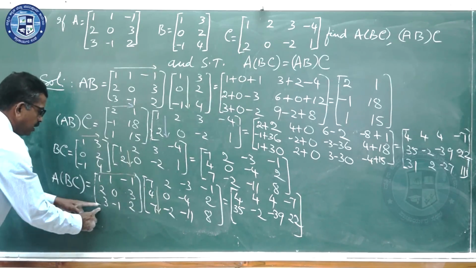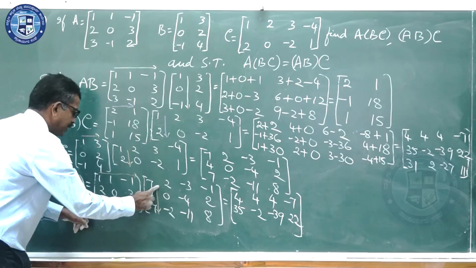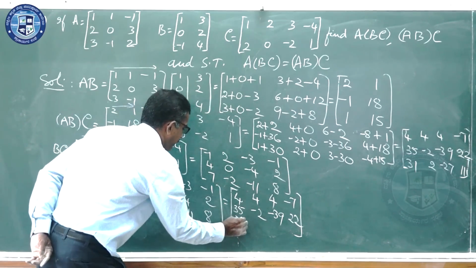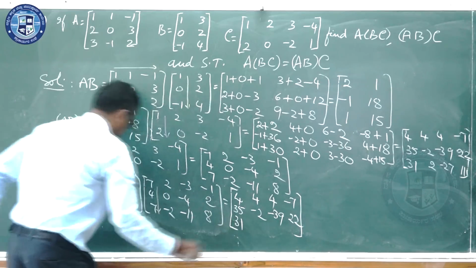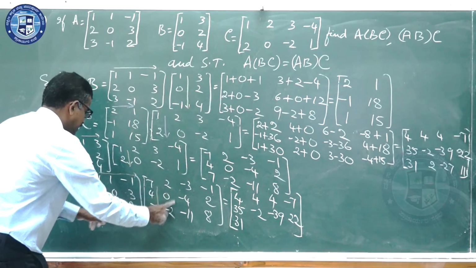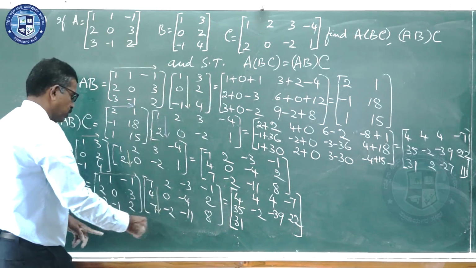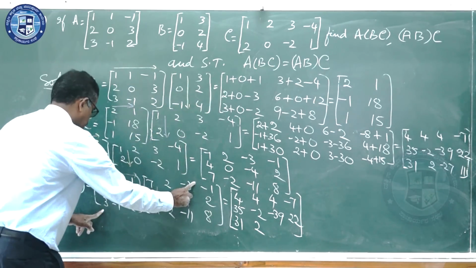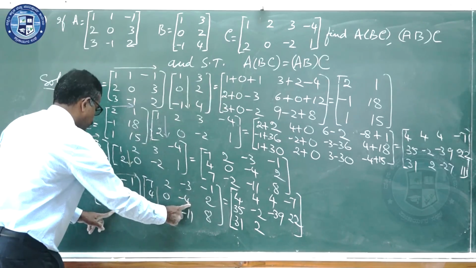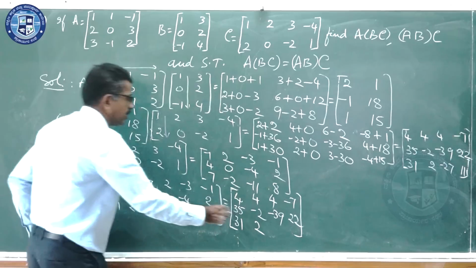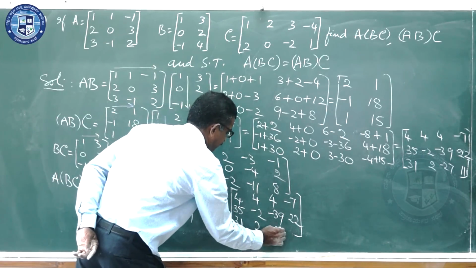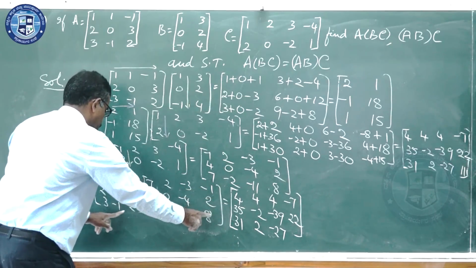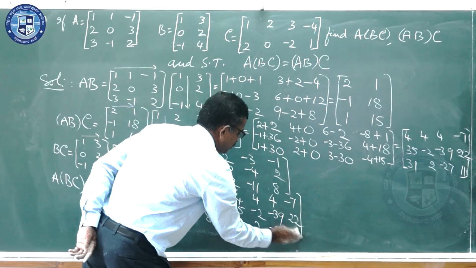Now just next one. Third row with the first column. It is 21 minus 4 plus 14. It will be 31. Okay, next we have a 6 plus 0 minus 4. It will be 2. Next we have a third row with the third column. It is minus 9 plus 4 minus 33 will be minus 27. The last one, it is minus 3 minus 2 plus 16 will be 11.